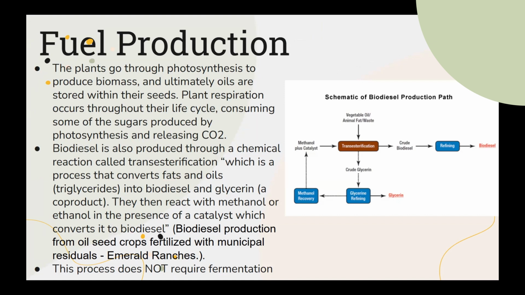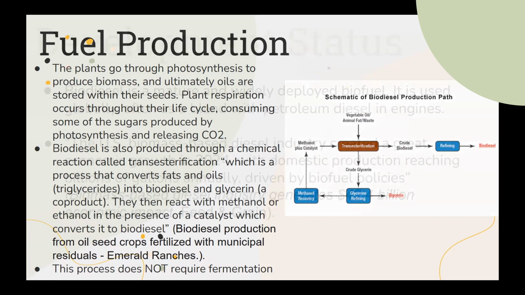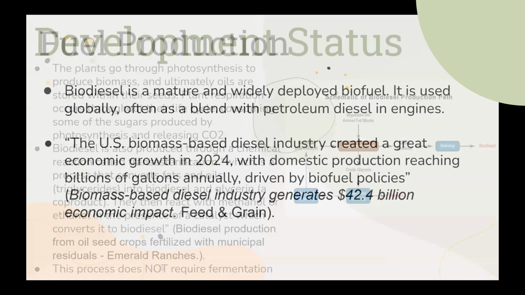Biodiesel is also produced through a chemical reaction called transesterification, which was mentioned previously, which is a process that converts fats and oils into biodiesel and glycerin. They then react with methanol or ethanol in the presence of a catalyst, which converts it to biodiesel. And it does not require fermentation at all.